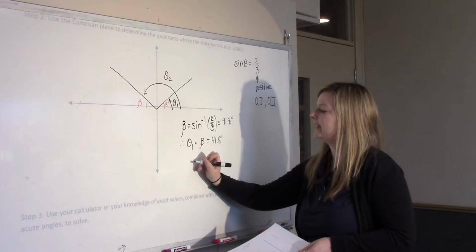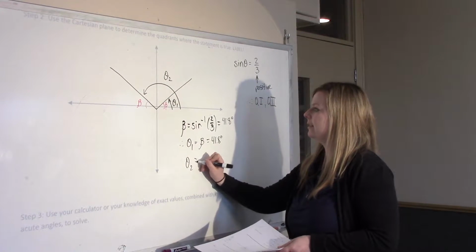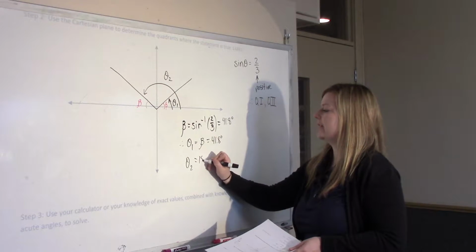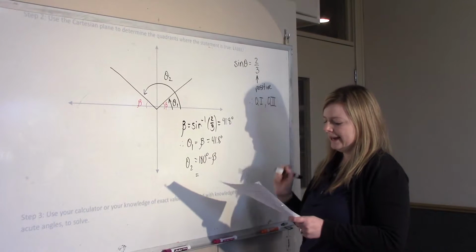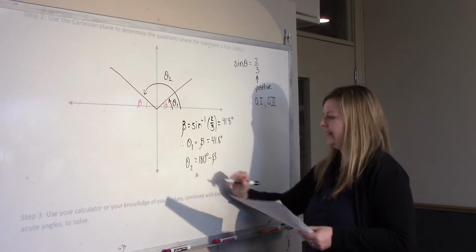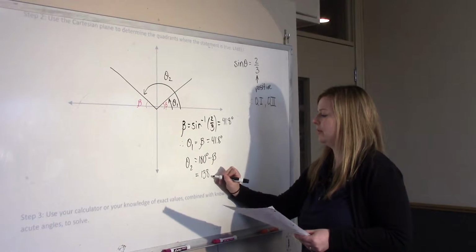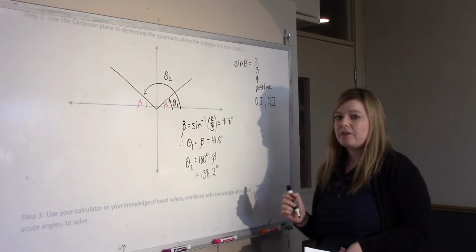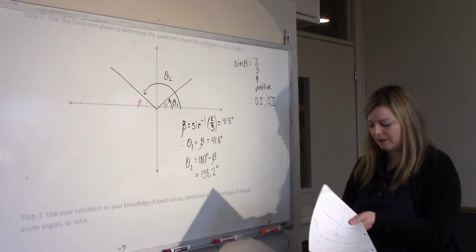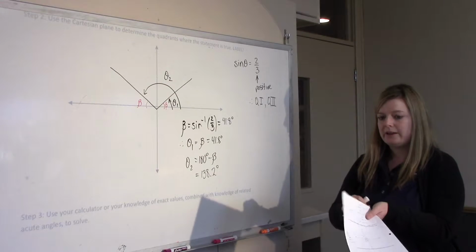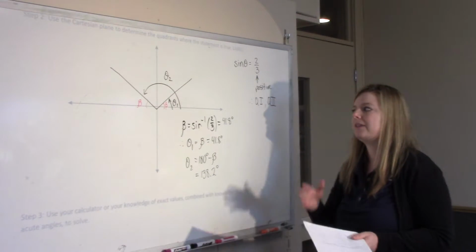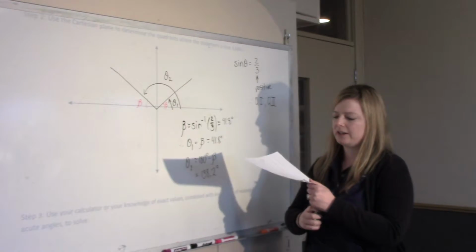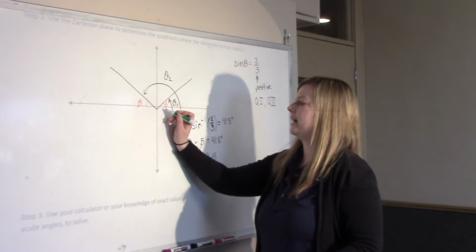Yay! Theta 2 then, it's right here, that's 180 degrees minus beta. So 180 minus 41.8 is 138.2 degrees. So that falls, again, within the range that we determined from our sine curve. So now you're thinking, well, how do I find the negative ones, the ones that go in the other direction? Well, for those, you have to go this way.